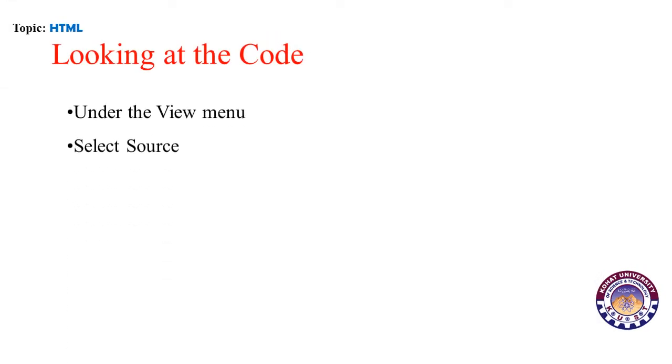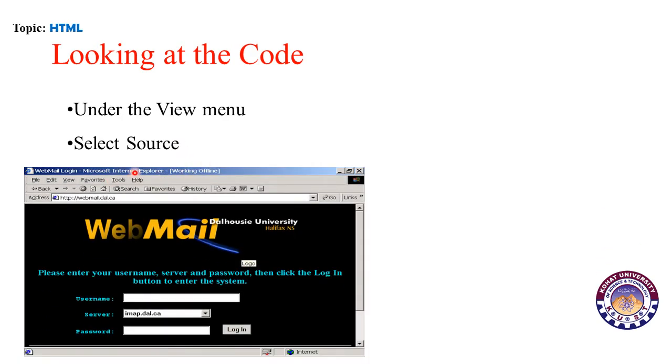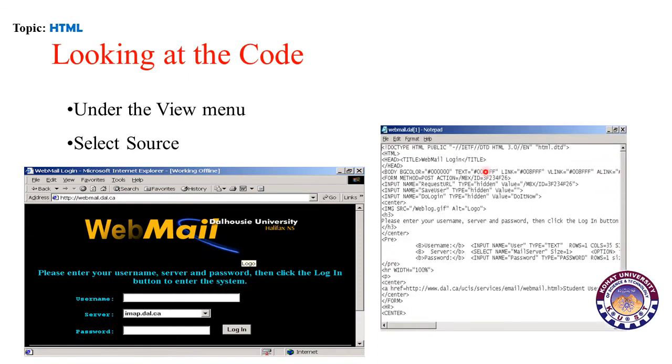Looking at the code. What will you do if you are using an earlier version of a web browser? You have to go to file, then the view menu, and then select the source. Look at this, this is Internet Explorer, an earlier version. I have to go to file and then view source, or I can right click on it, and what will be displayed is what I have shown you earlier. This is the source code and it will be displayed in Notepad.